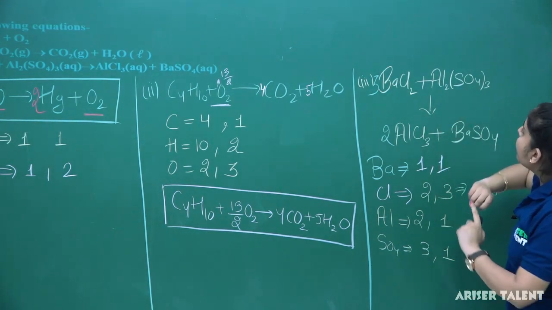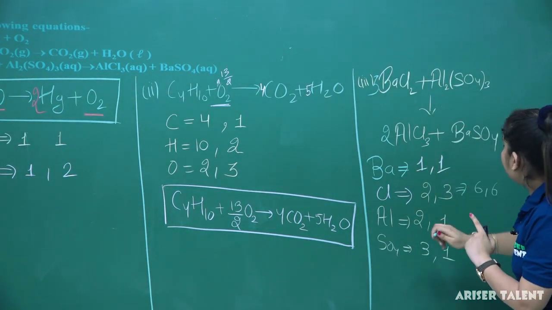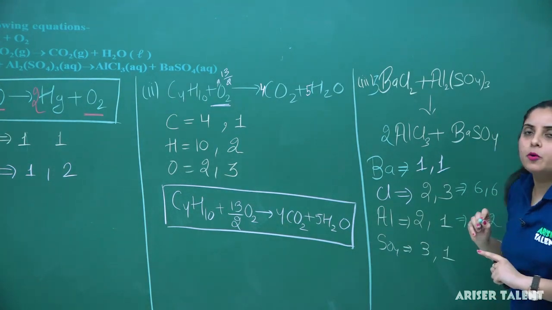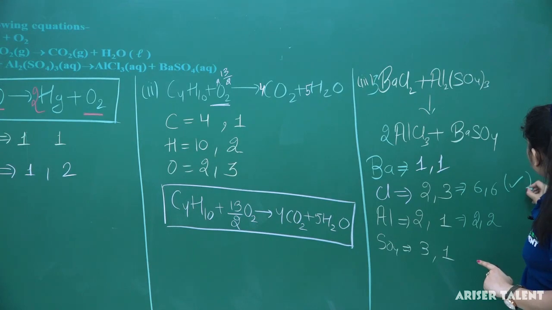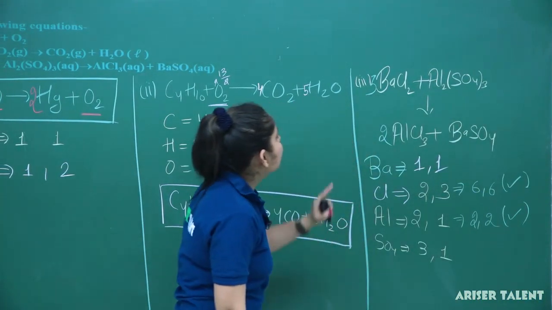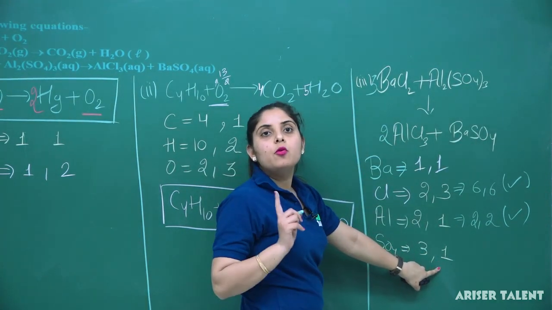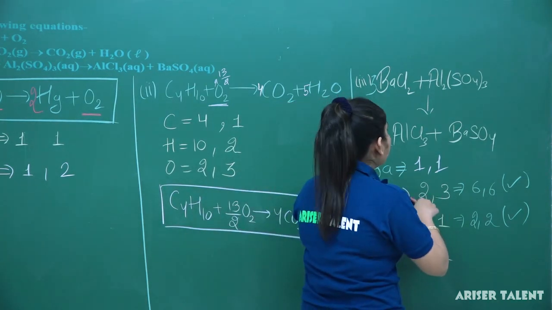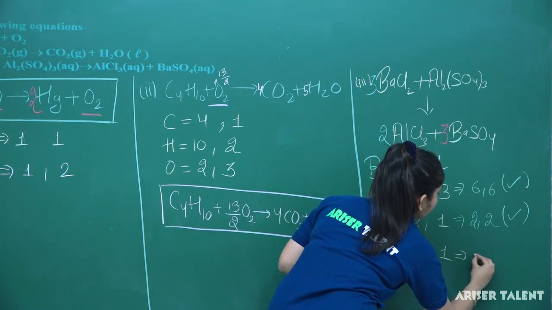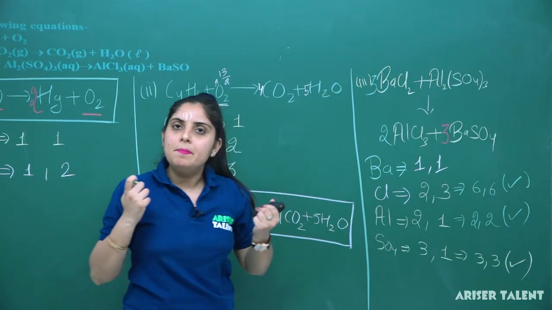Now coming to our aluminium atoms, we are provided with 2 aluminium atoms here and 2 Al here. So again we have 2, 2. It means chlorine is balanced, aluminium is balanced. Now we are balancing the sulfate ions. Sulfate ions we have 3 here and on the RHS we have only 1 sulfate. So what I am doing here, I am putting 3 over here. So we will get 3, 3. It means 3, 3 is balanced now.